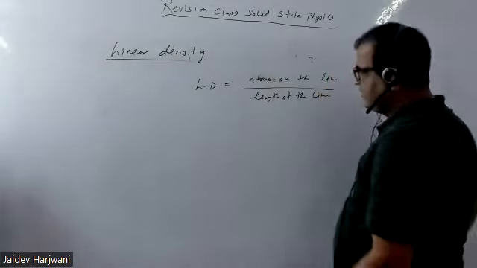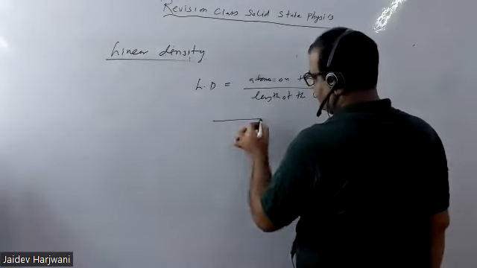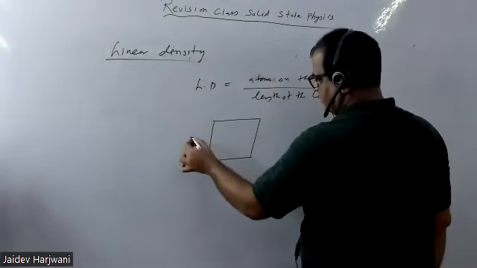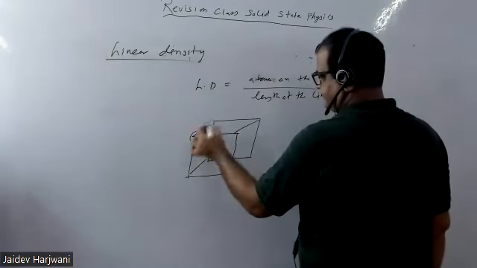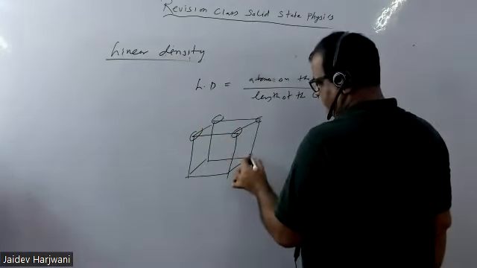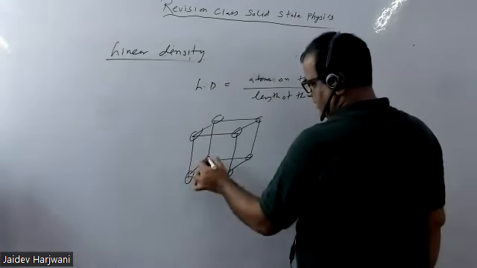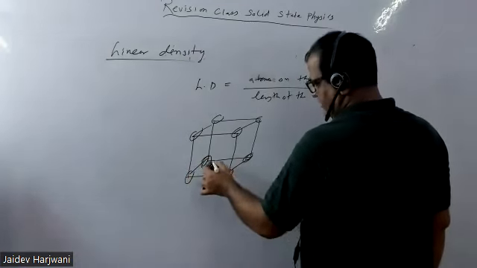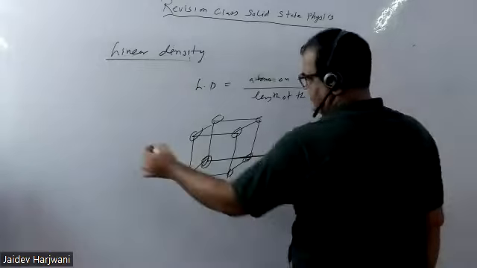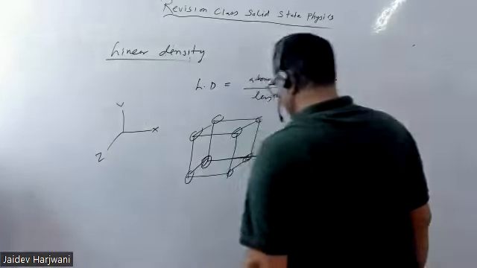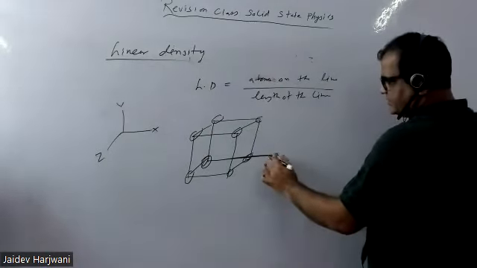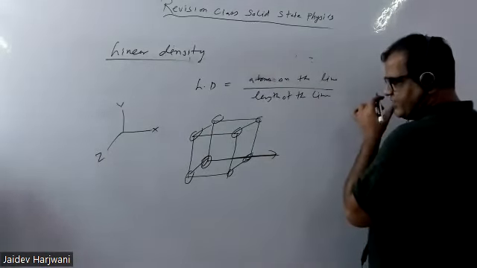Now, for example, if I take simple cubic, say this is the x-axis, this is y, and this is z. Then this direction is what? Tell me, what is this direction?